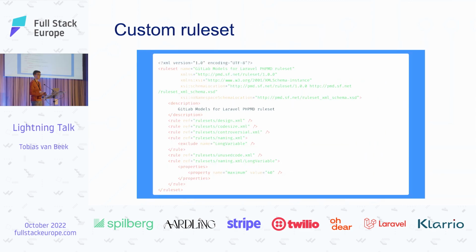Then you can define your own rule set. You can include the existing rules. And like here, I include the existing rules for naming, but exclude the long variable rule. And on the bottom, I include it, but override the maximum amount of properties. And how are you thinking?